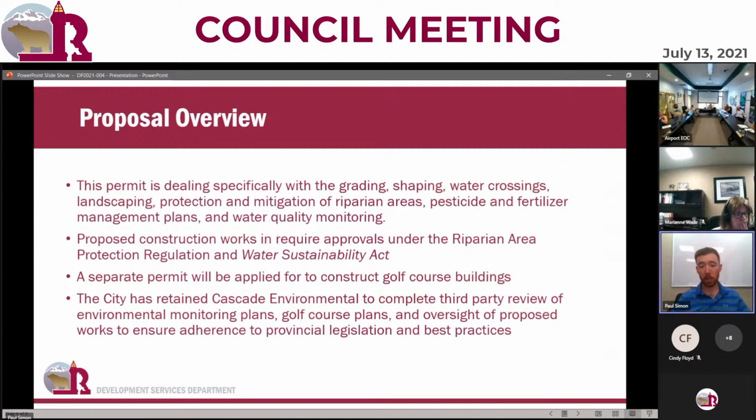And again, very, very key, as Ms. Wade had indicated, the city doesn't have a qualified environmental professional on staff. So Ms. Wade and the team have been working with both the applicant and Cascade Environmental to secure the services of a qualified third-party review for the environmental monitoring plans, golf course plans, and then as well, and very critically important, the implementation of those plans as we work to ensure that all construction activities are done adhering to provincial legislation as well as best practices.